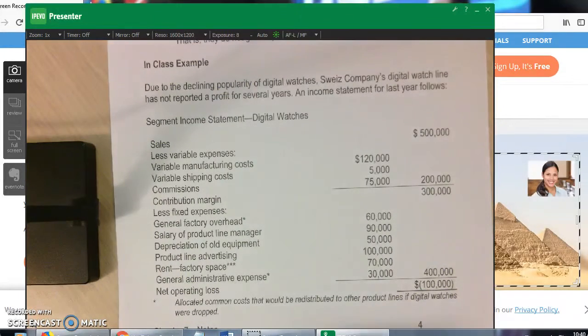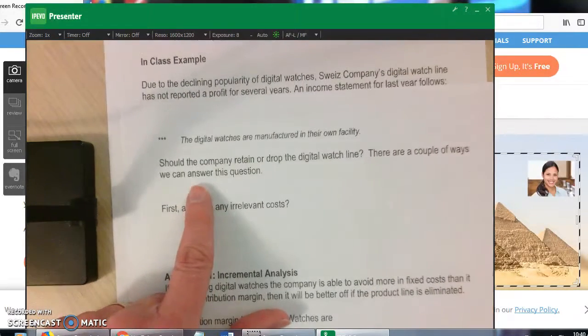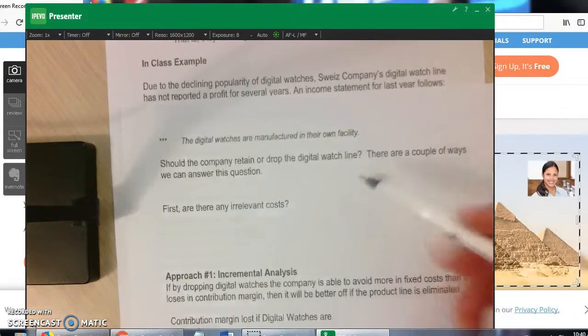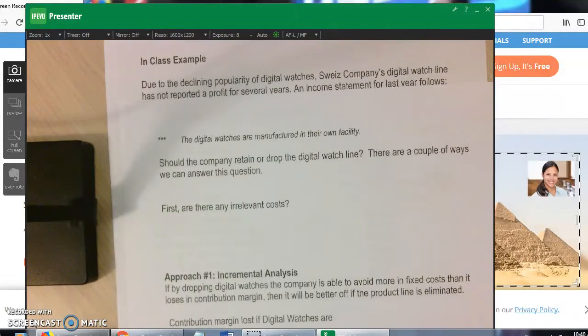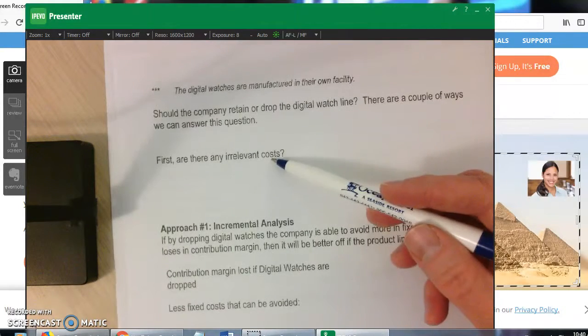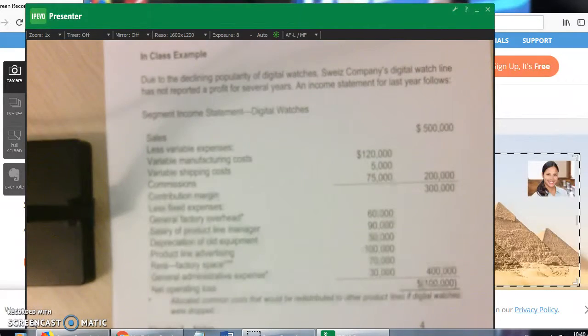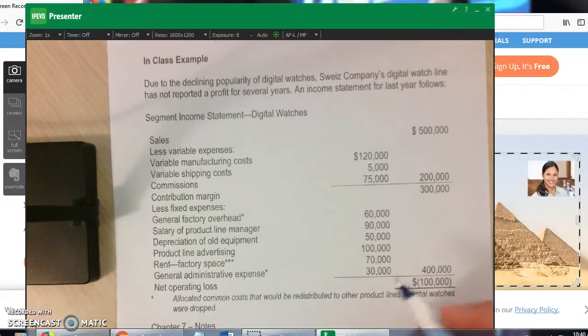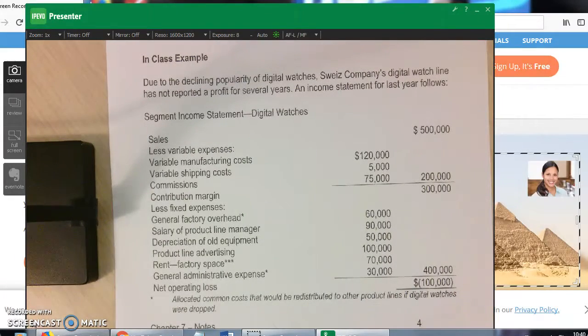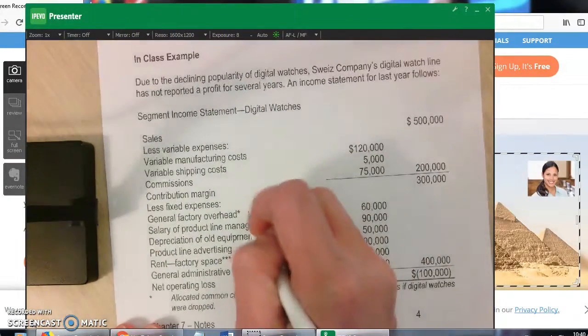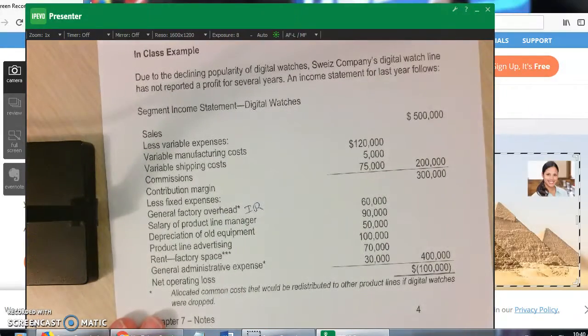So in that case, when we look over here on the next page, the question becomes, of course, should we retain or drop the digital watch line? First thing we need to think about, are there any irrelevant costs? And I'm going to be doing this with our shortcut way, our incremental analysis way. So let's look at costs that would be considered irrelevant if we were going to go ahead and drop this line. That means, if it's irrelevant, basically it's going to stay around. It's not a differential cost. So our general factory overhead, that's just going to be redistributed. So that's irrelevant. That's like the art department example I just gave you.